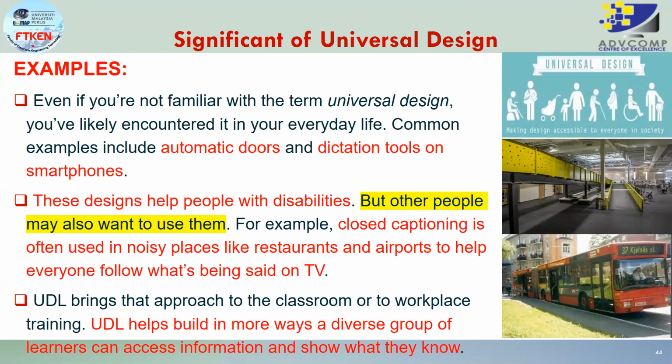As stated here, even if you are not familiar with the term universal design, you have likely encountered it in your everyday life. Common examples include automatic doors and dictation tools on smartphones. These designs help people with disabilities, but other people may also want to use them. For example, closed captioning is often used in noisy places like restaurants and airports to help everyone follow what's being said on TV.